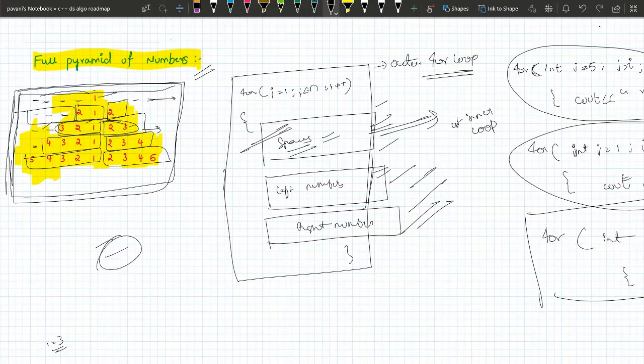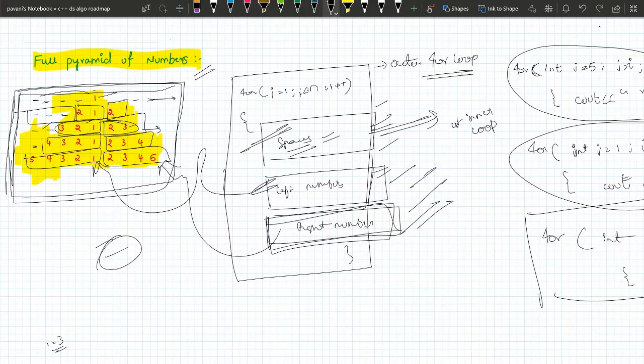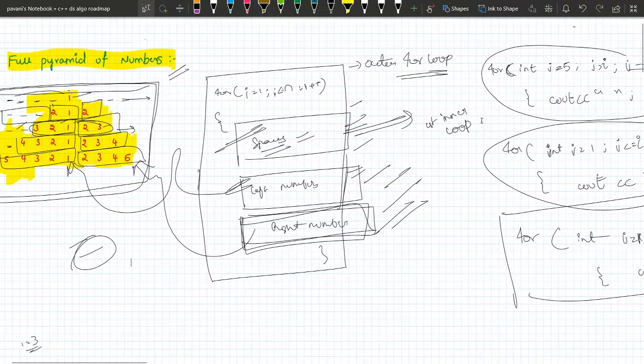This first loop is for printing the spaces, and this second inner loop is for printing the left numbers. Okay, and this third for loop is for printing the right numbers. I think you got that. Now, how to write the logic? I've also told you how to think before writing the logic.